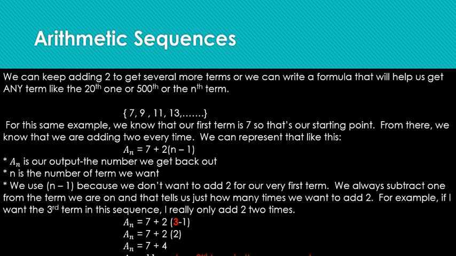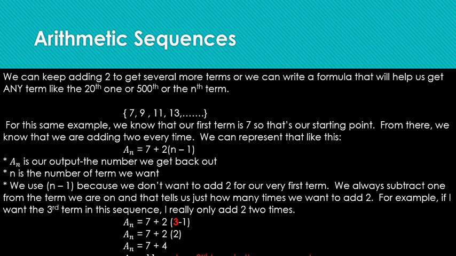We can represent that like this: a subscript n equals 7 plus 2 multiplied by n minus 1. A subscript n is our output, the number we get back out. N is the number of the term we want. We use n minus 1 because we don't want to add 2 for our very first term.